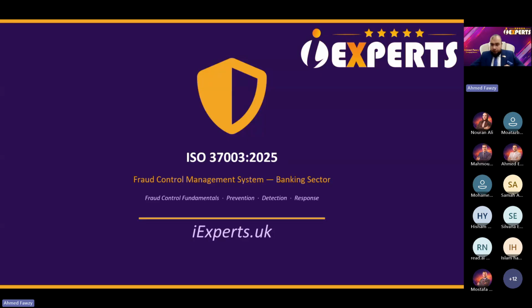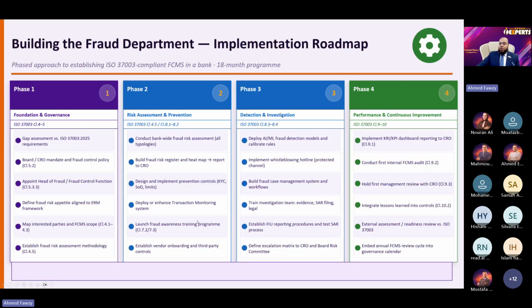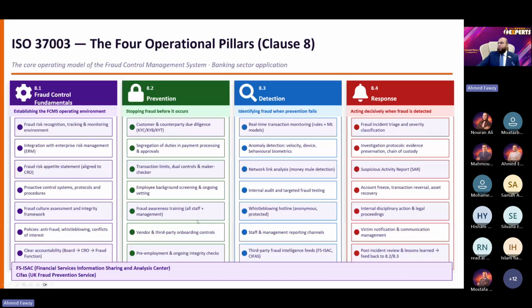So let me start with the first question from Mr. Adil Yahya. What indicators should organizations monitor to identify early warning signs of fraud? Yes, inside the fraud control management system, as we call it here, these are indicators of the fraud. If you remember, we mentioned this in the behavioral analysis, in the detection. So my answer for you is 8.3.